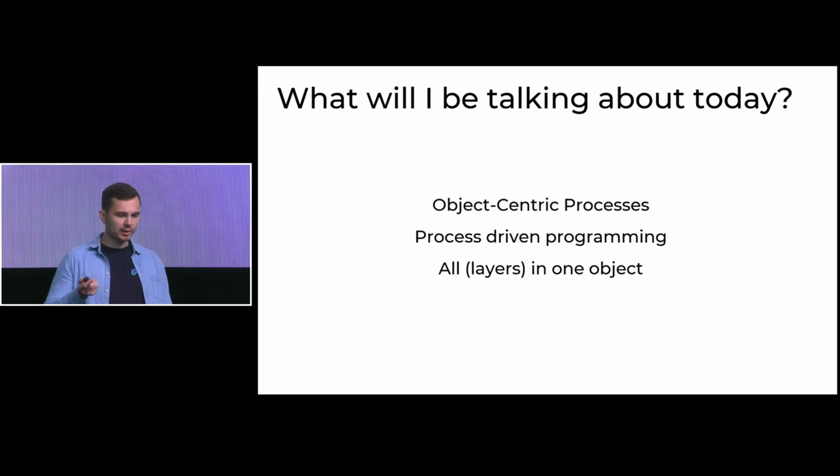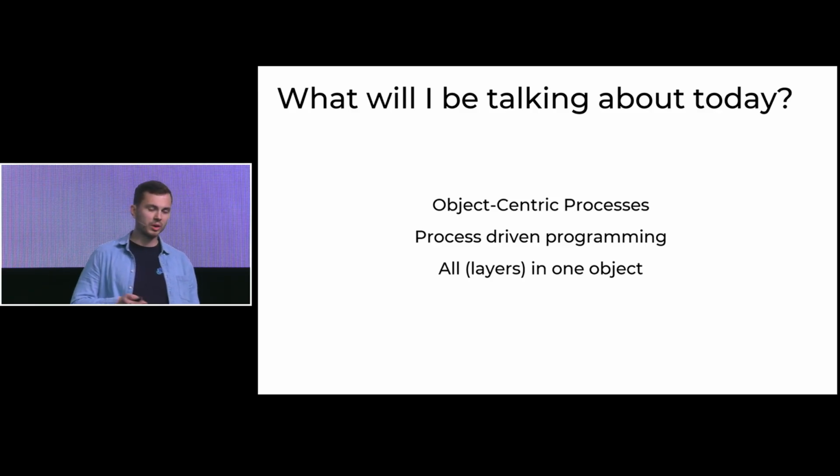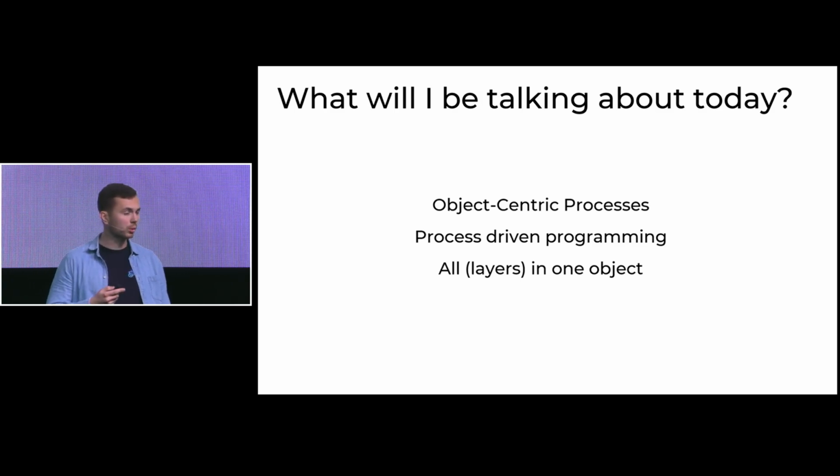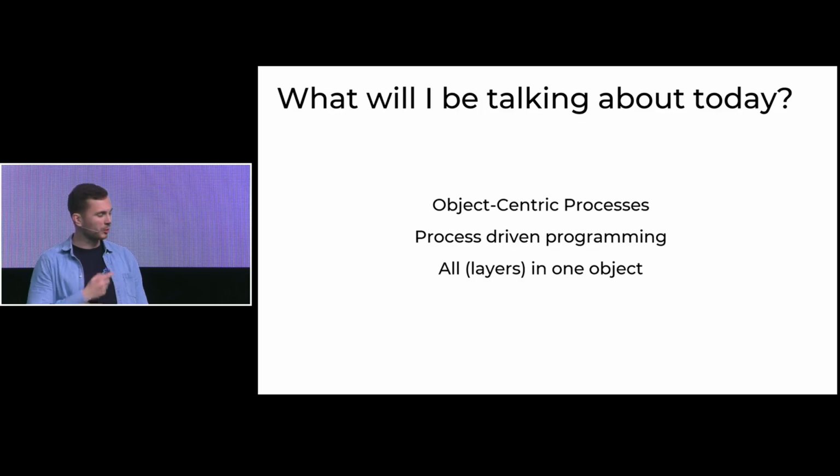Object-centric processes describe how we are creating the application. Process-driven programming is our approach to our own low-code language. And all layers in one object will be shown in a couple of slides. These three terms I will be mentioning a lot, so sorry about that.